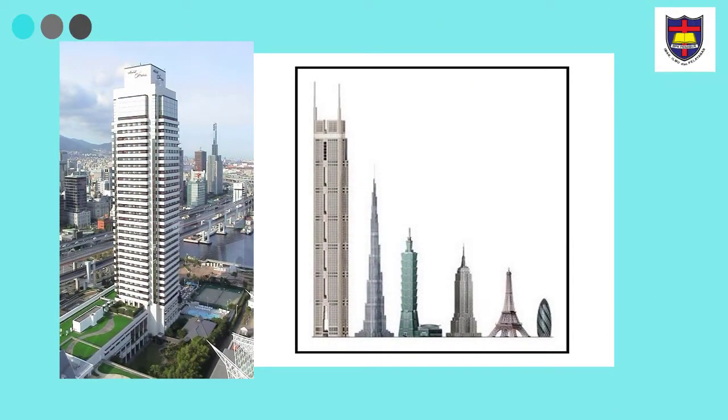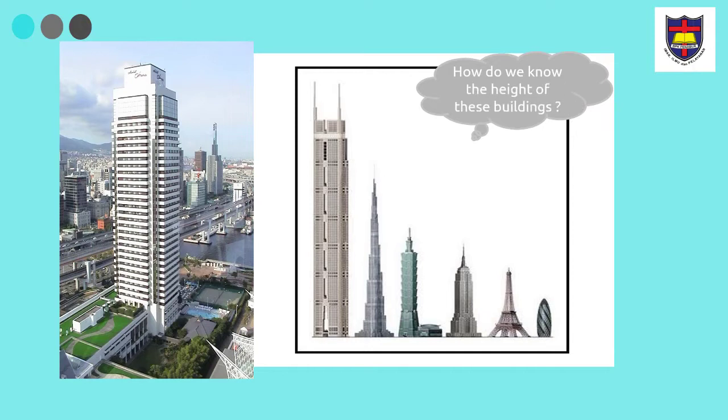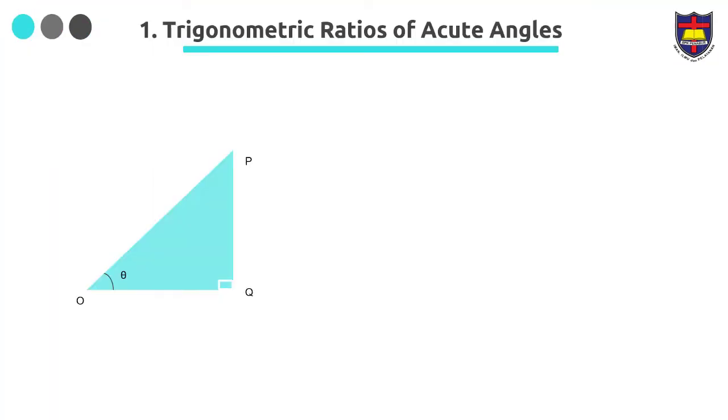Related to the skyscrapers in Vegas we saw earlier, how do we know the height of these buildings? Let's learn trigonometry and find out how it works on that problem. So now, let's discuss the trigonometric ratios of acute angles.